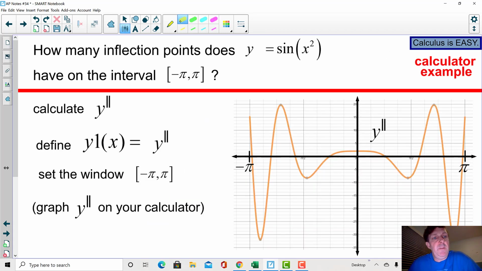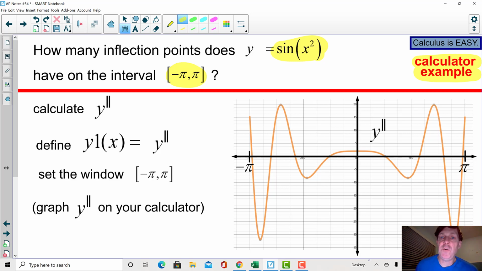Okay, if you were taking the AP test, you might get a question like this in the calculator section. And in the calculator section, most of the problems don't even need a calculator. So they're expecting you to know when a calculator is a good thing to use. They're giving us the function y equals sine of x squared, and they want to know how many inflection points this function has from -pi to +pi.